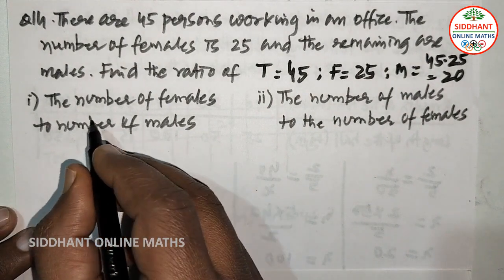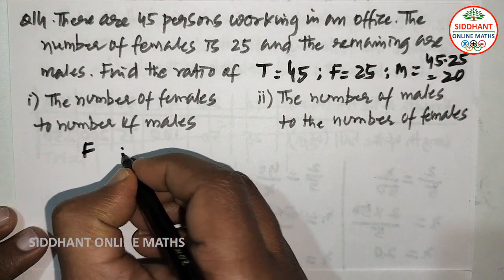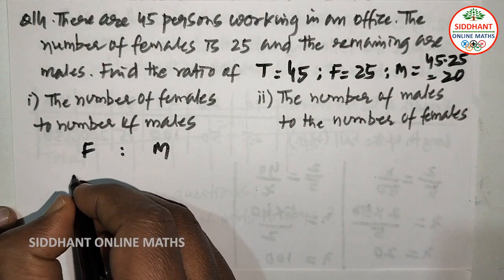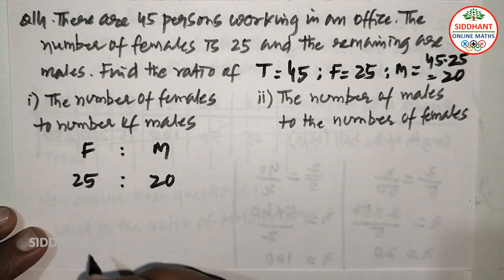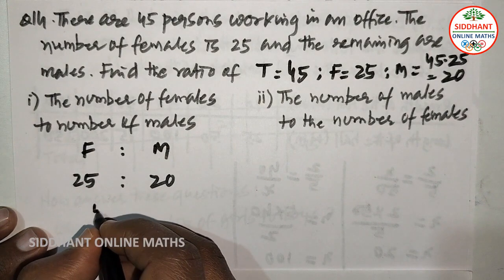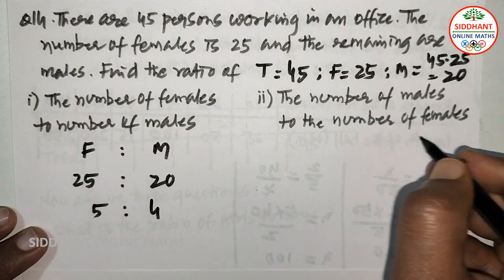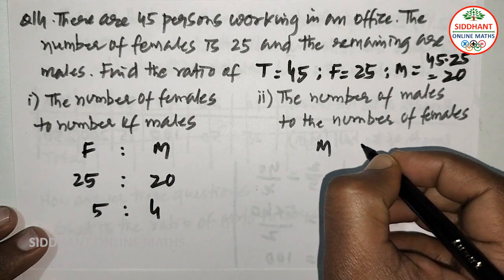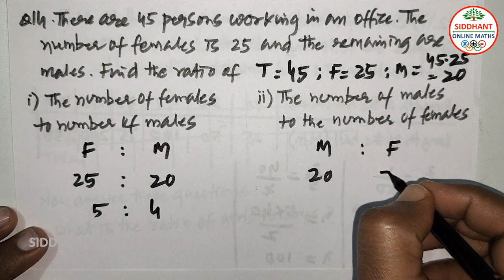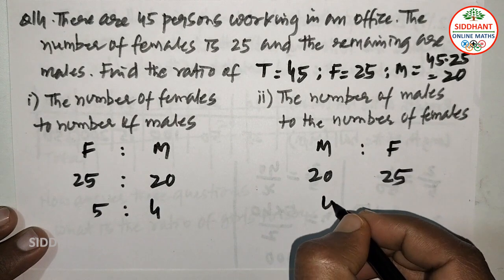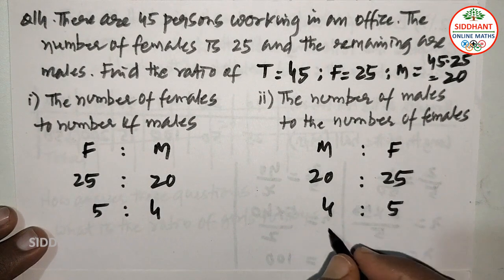So in the first question, number of females to the number of males. So female is to male. So female how much? 25 and male how much? 20. So when you simplify, 5 is to 4. Second, the number of males to the number of females. Males 20, females 25. So that will be 4:5. So this is the simplest form.